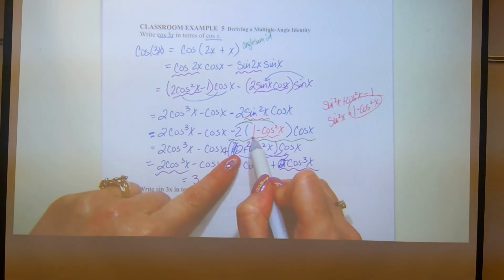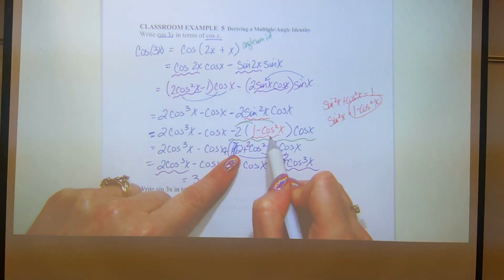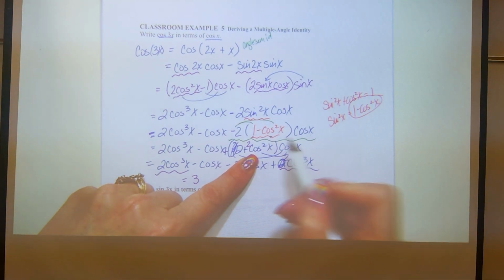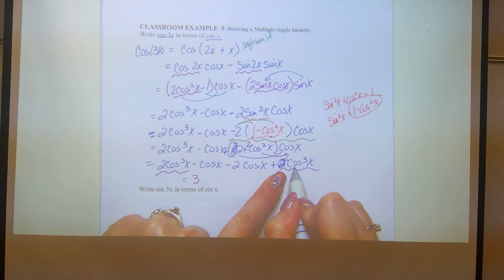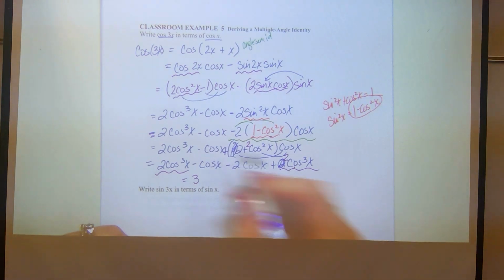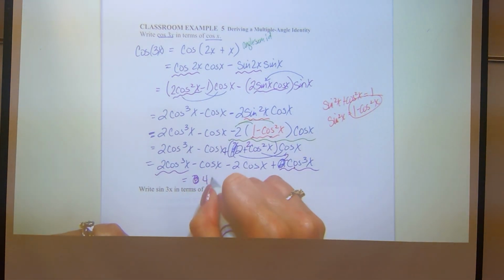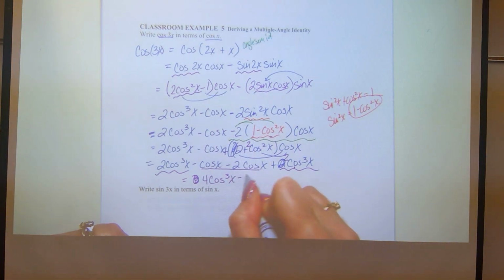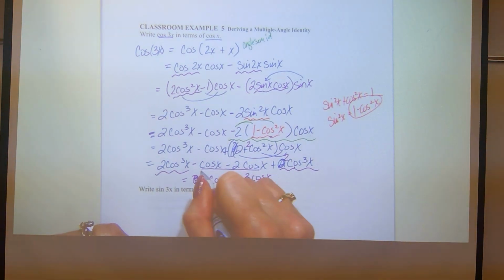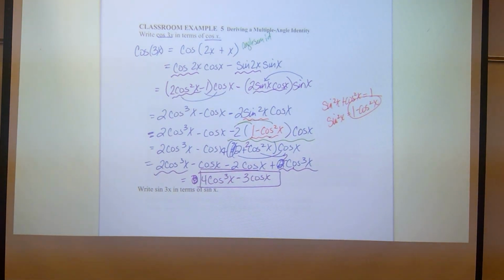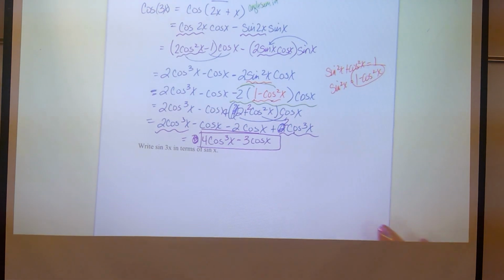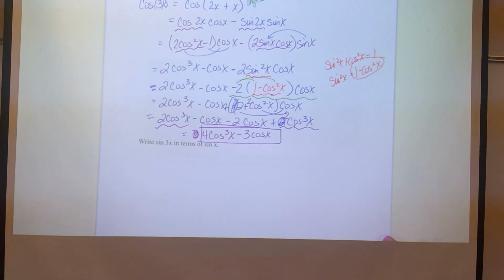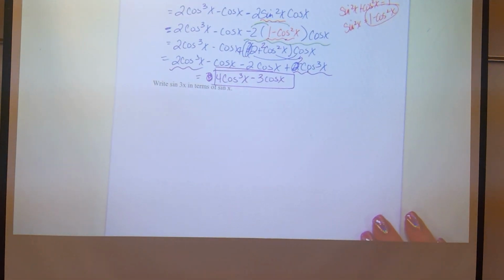Negative 2 times 1 is negative 2. Negative 2 times negative cosine square x is a positive 2 cosine square x, so that becomes a positive 2 cosine cube x, which makes that 4 cosine cube x's. And then I've got a negative 3 cosine x, and we have simplified. Everything is in terms of cosine x. Everybody makes mistakes, guys. I've been making my fair share today.